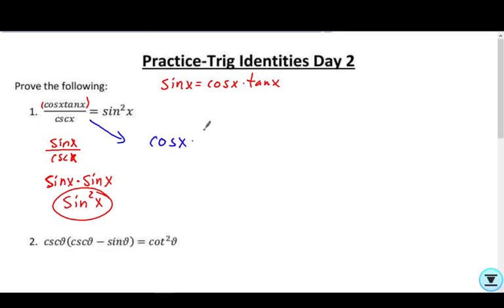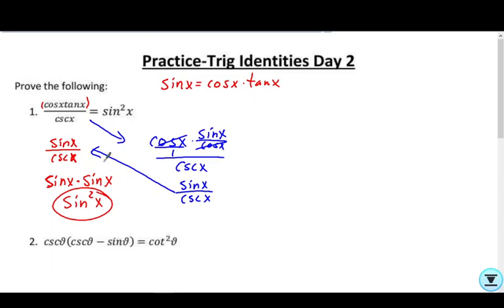So the other way of doing it is changing tangent to sine over cosine x first, and then you'd end up dividing out your cosine, which would have left you with sine x over cosecant x, which of course basically gets you right to there. So you'd have to do it in one more step. Okay?